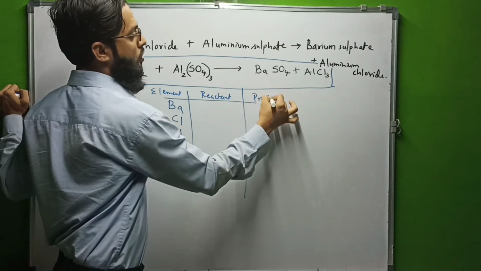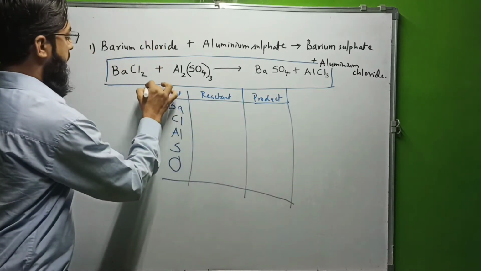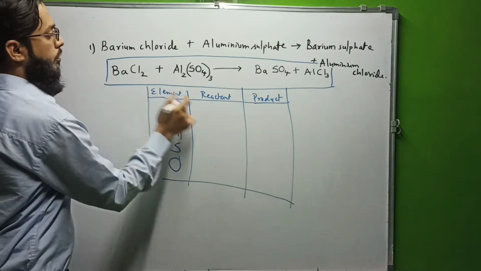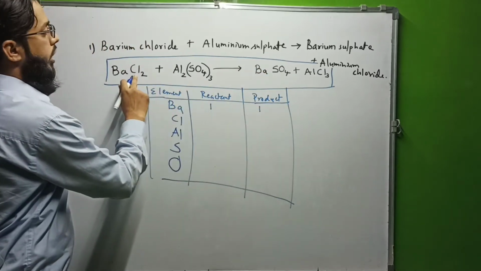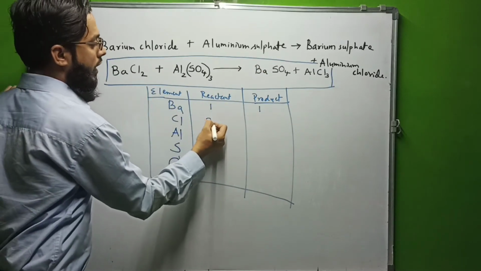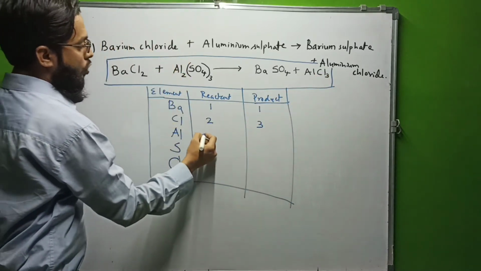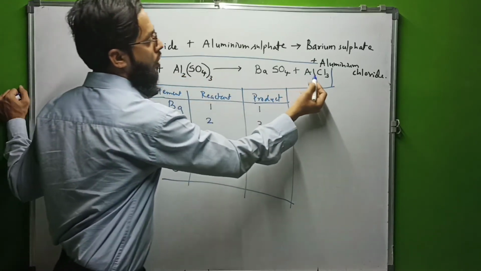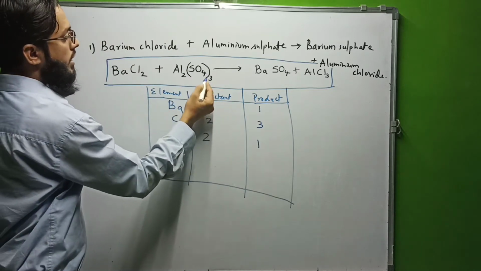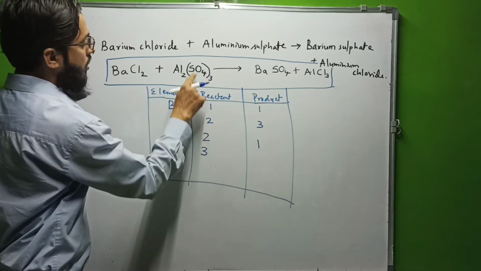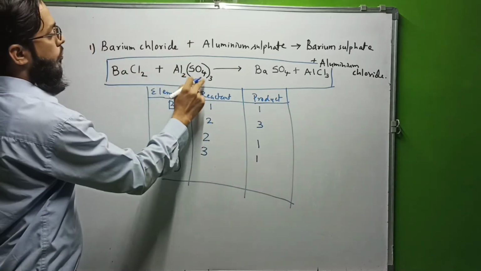Now we have to mention how many atoms we have on the reactant side and on the product side. Barium: on the reactant side we have 1, on the product side we have 1. Chlorine: we have 2 chlorine on the reactant side, and 3 chlorine on the product side. Aluminum: we have 2 aluminum on the reactant side, 1 aluminum on the product side. Sulfur: as there is a bracket, we have 3 sulfur, and just 1 sulfur on the product side. Oxygen: 4 3s are 12.